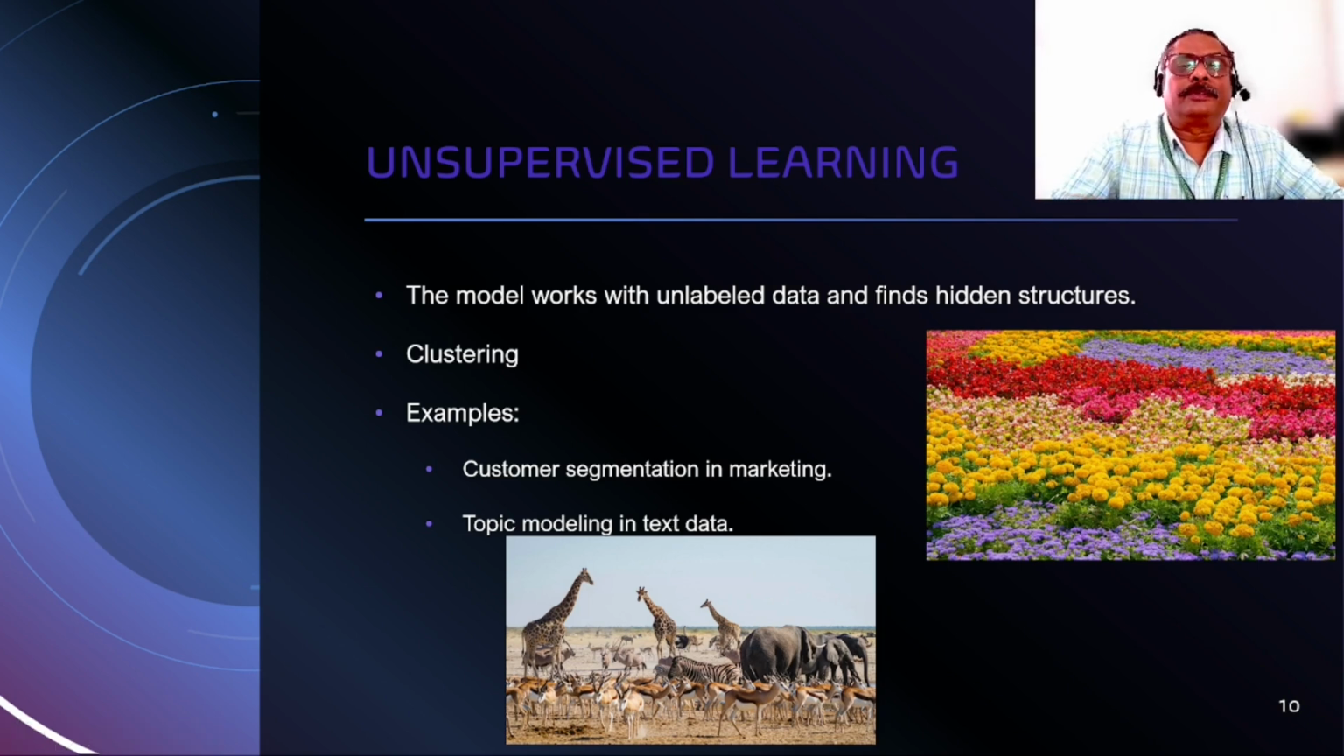So how do we use unsupervised learning for our machine learning problems? We can segment the customers into different classes in marketing problems, or we can segment the text data into different topics. We don't have to give them any particular name, but looking at the features and properties, we can separate them. So that is unsupervised learning.